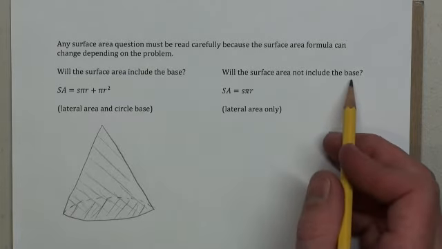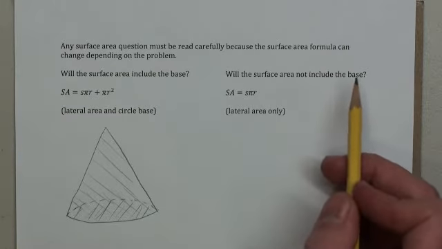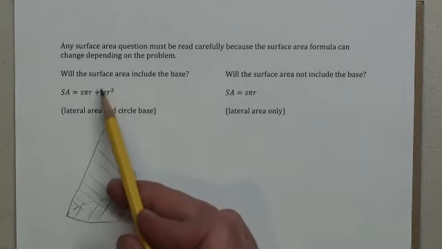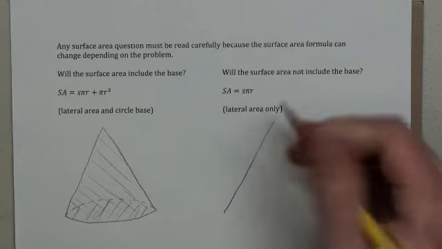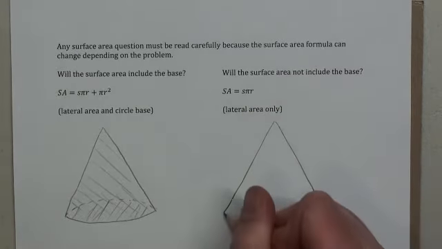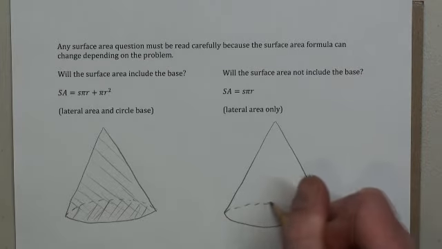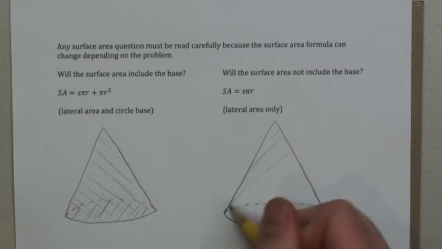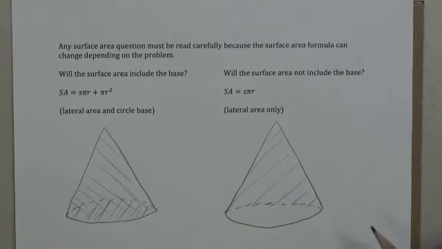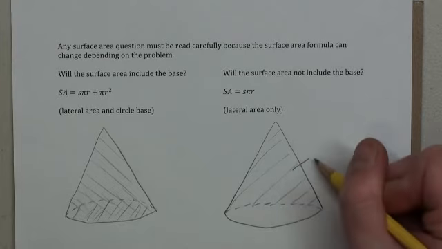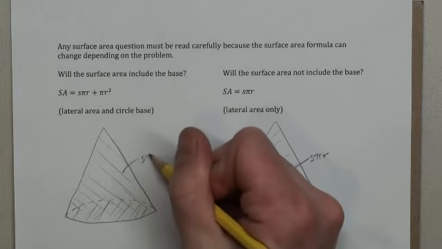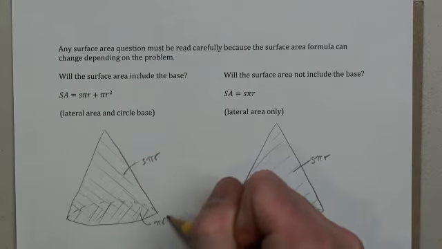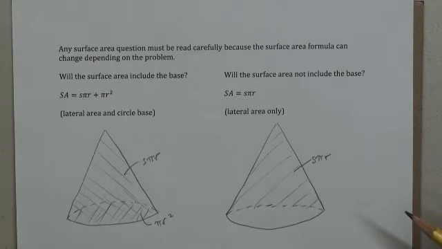Sometimes the surface will not include the base. If it doesn't include the base, remember the base is the circle part, so the pi r squared part, the area of the base, we don't have that anymore. All we have is the lateral area. So basically we have an open cone, and all we care about now is the lateral area. There's no base area. So this is the S pi r, not the S pi r plus pi r squared. Now let's do some problems.